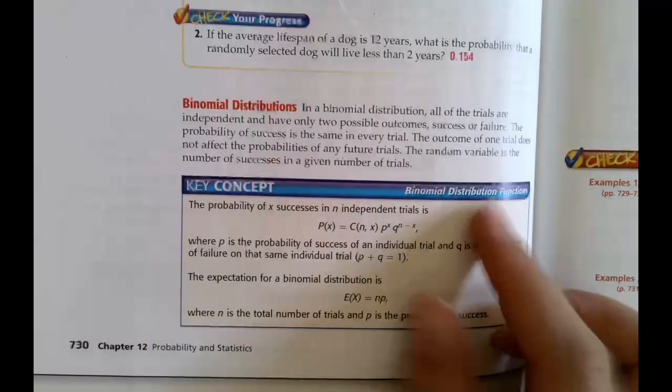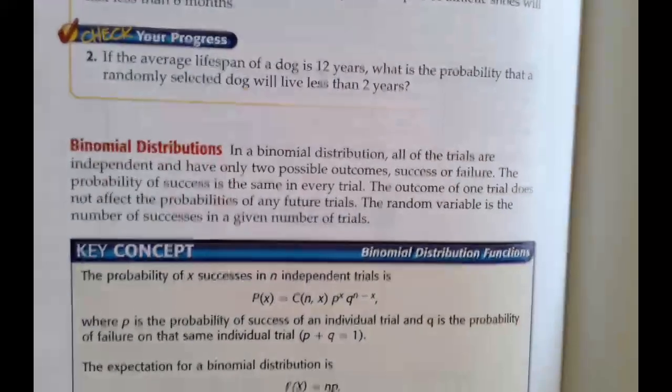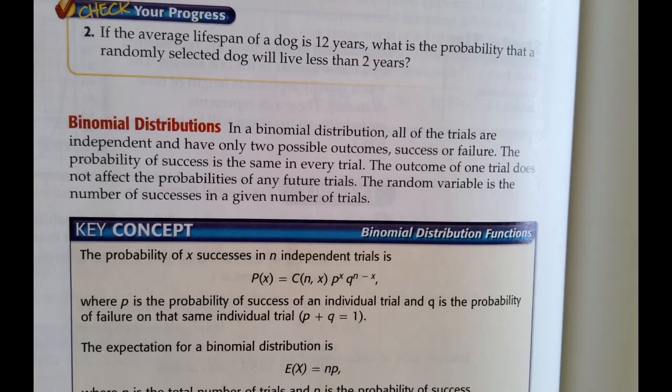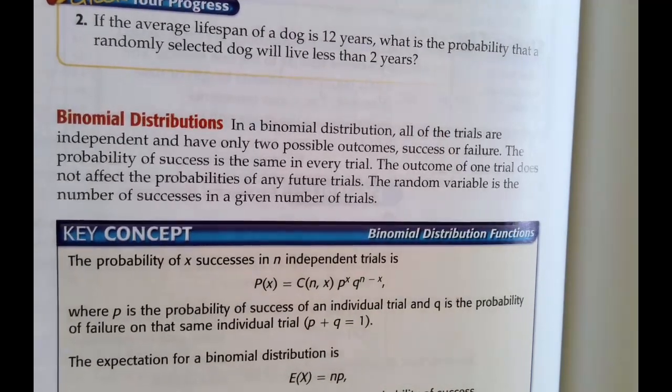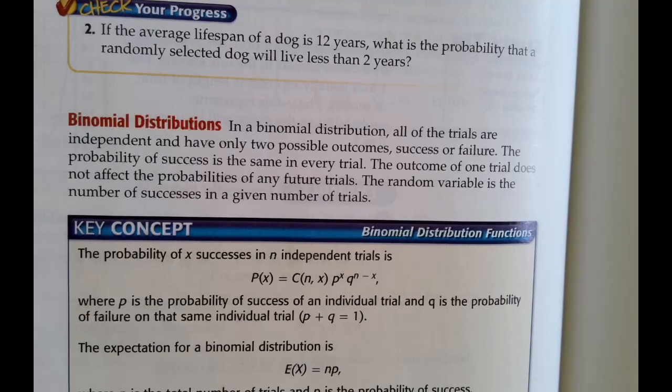Okay. So in a binomial distribution, all of the trials are independent. Right, meaning what happens in one does not affect the other. Okay, and the reason why it's binomial is because it only has 2 possible outcomes: success or failure, what you want or what you don't want. Okay? The probability of success is the same in every trial, which makes it independent because what happened before doesn't affect my ability of success, so it's always consistent. Okay? And then the outcome of one trial, like I said, does not affect the probabilities of any future trial, so that's what makes it independent.